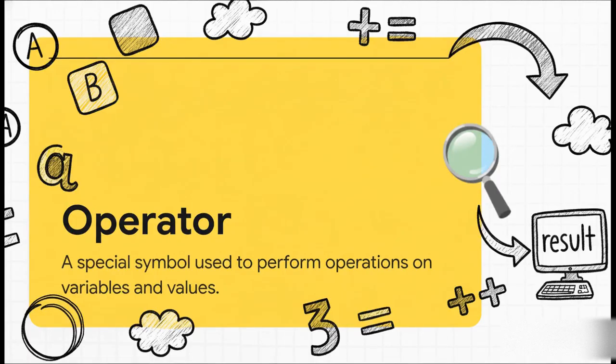So what in the world is an operator? The easiest way to think about it is like a verb, an action word for your code. It's a special symbol that tells the computer to do something. It could be adding two numbers, checking if two things are the same. They're the little engines that make your program go.